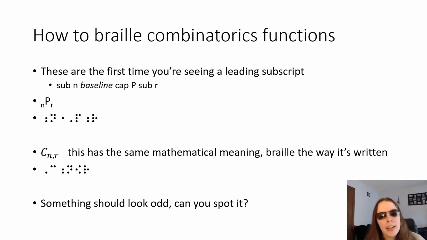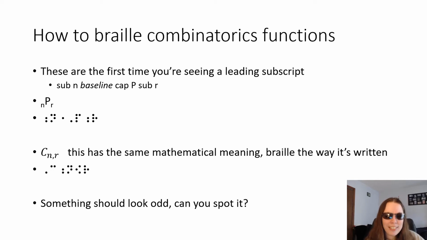C sub n comma r is another combinatorics way to write. You're choosing something, you're choosing n out of a set of r items. It has the same kind of mathematical meaning, but it's just another style of writing it. Braille it however it's written. And so there's an example here too of the big C and then the subscript n comma r. Does anything look odd there to you? Did you spot it?